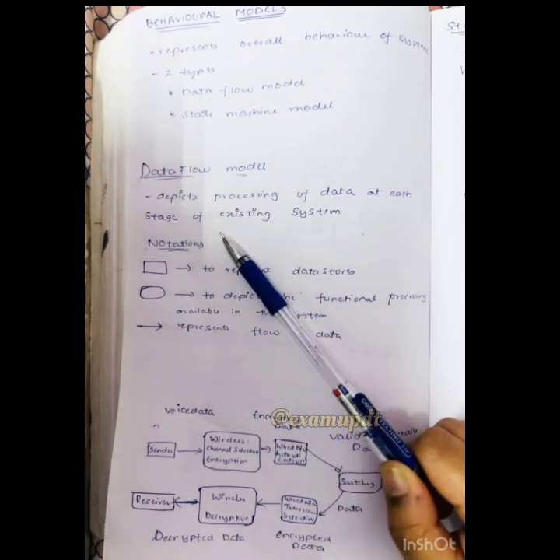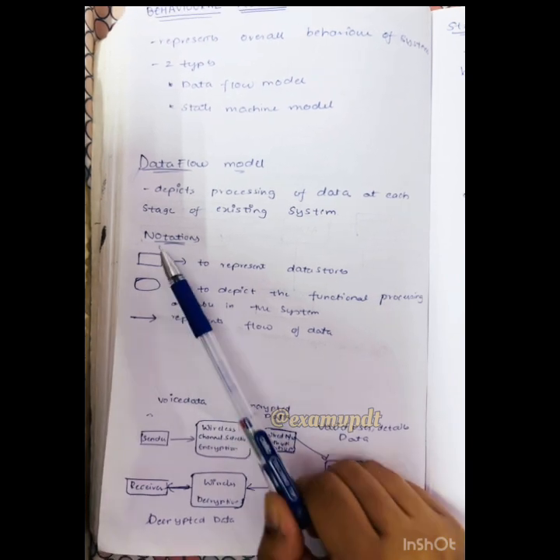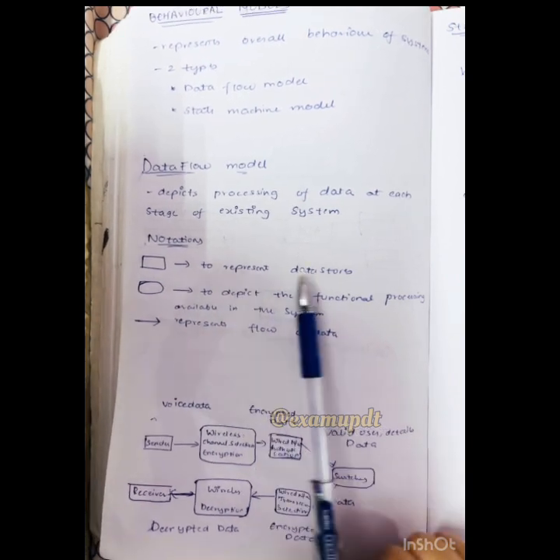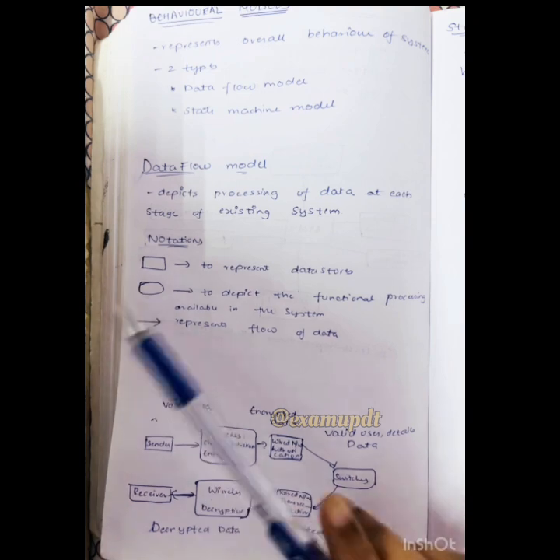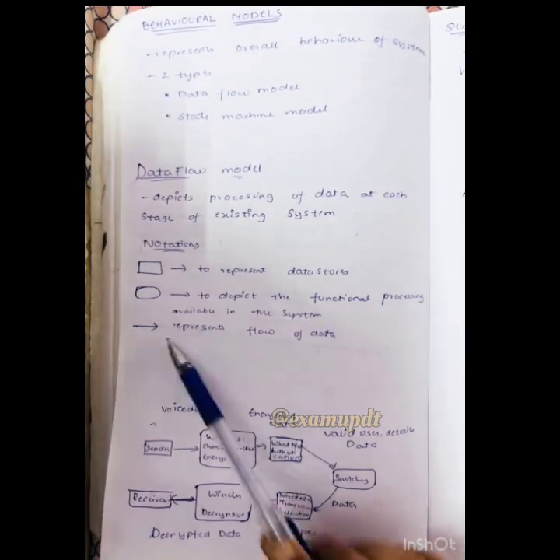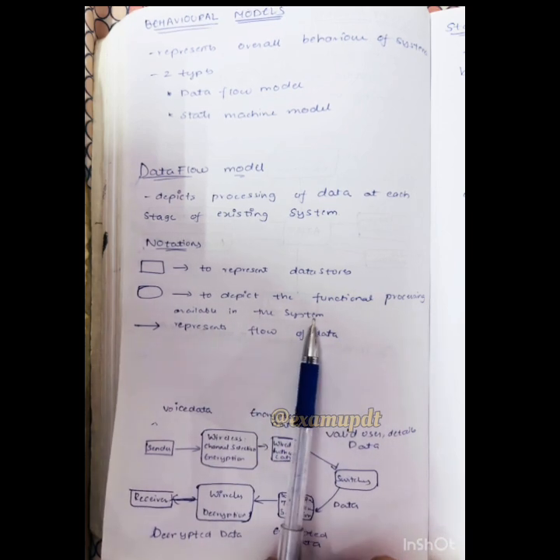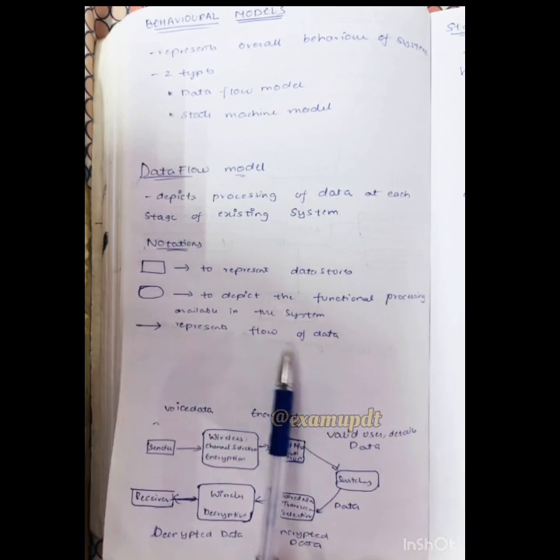And also here we have some notations. This rectangle notation is used to represent data stored, and this is a rounded rectangle. It is a rectangle but with rounded edges. So this is a rounded rectangle which depicts the function of processing available in the system, and this arrow represents the flow of data.